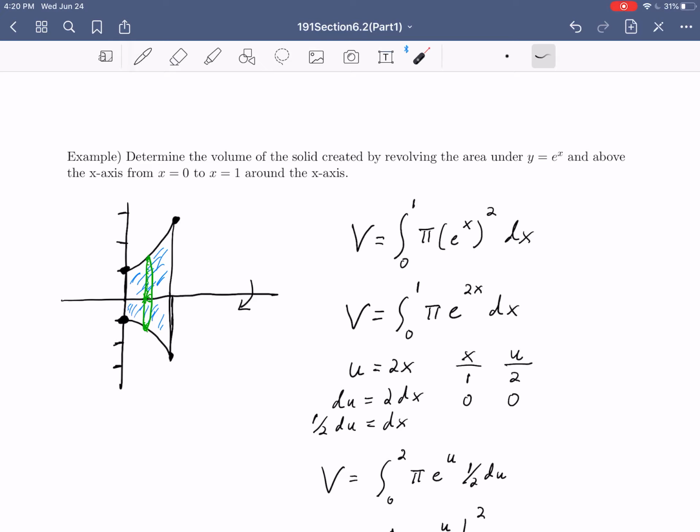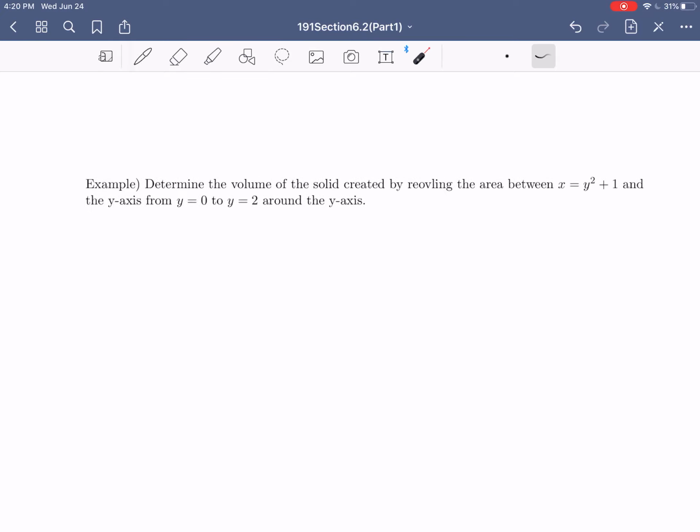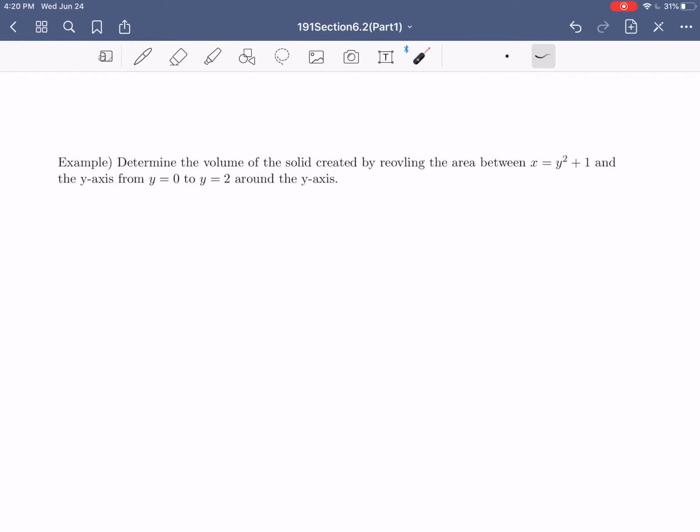Okay, let's try one more quick example from the y perspective. So for this one, we want to determine the volume of the solid created by revolving. Some terrible misspelling there, right? Revolving, but we mean revolving. The area between x equals y squared plus 1 and the y-axis from y equals 0 to y equals 2 around the y-axis. So once again, the information here is a little dense. You've got an area created by a curve, another curve, and some boundaries. And we want to go around the y-axis in this situation.